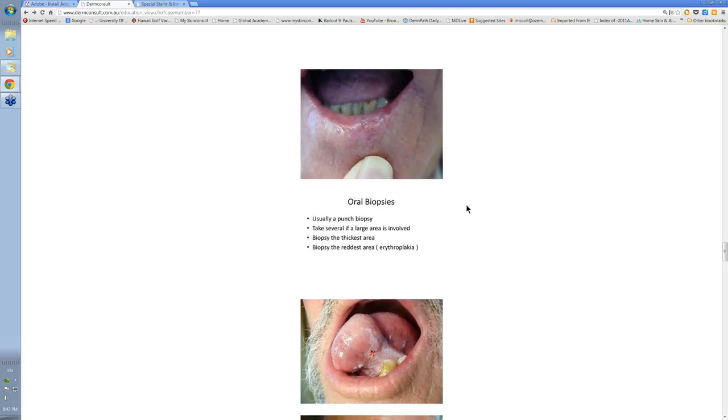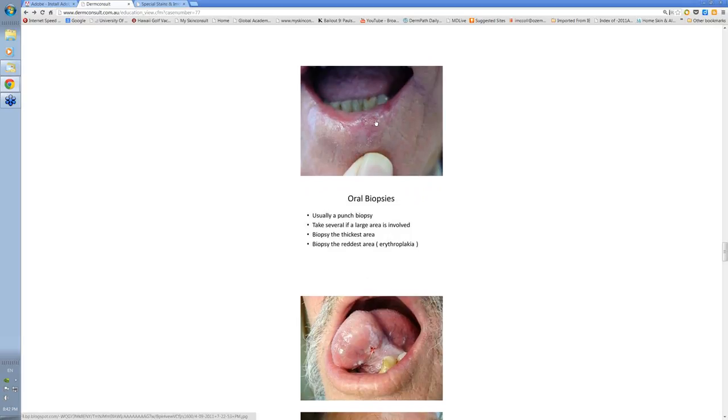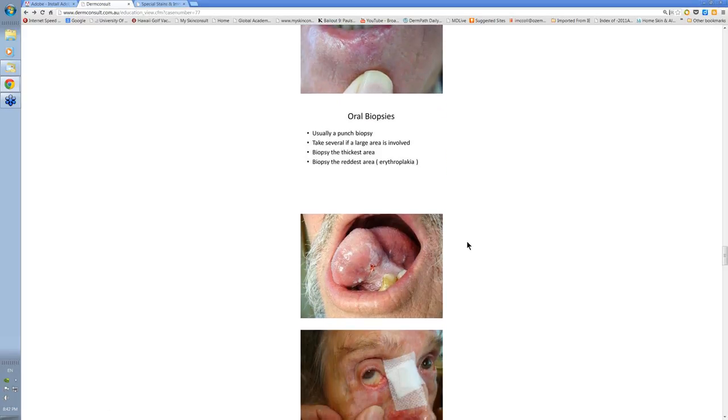Lip biopsies, remember lips are bad areas for metastasis if you get an SCC here, so you don't fiddle around with lips. And generally it's not a shave, usually it's a punch you're going to do here, and you're going to suture it. They heal very well, lips, but you don't want to miss an SCC.